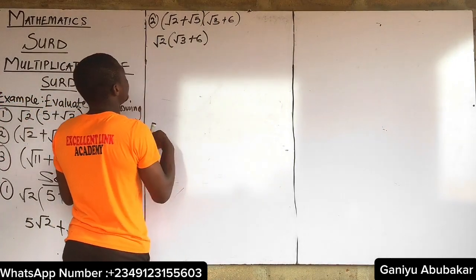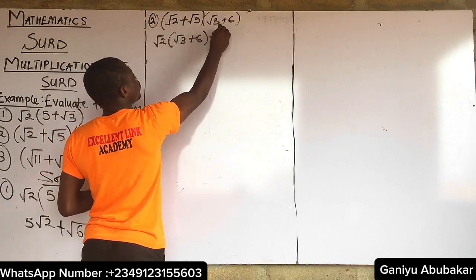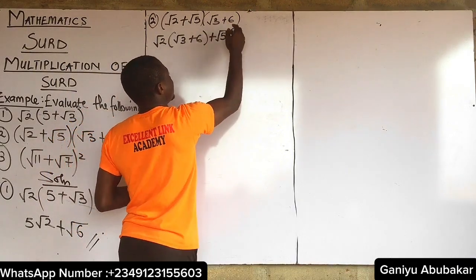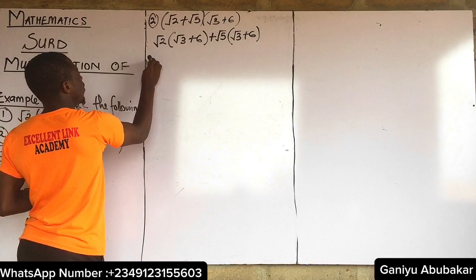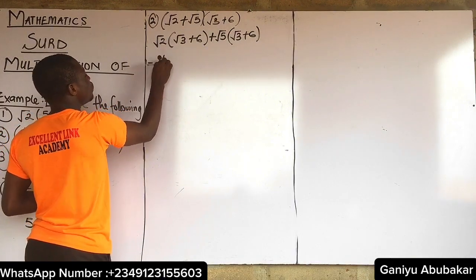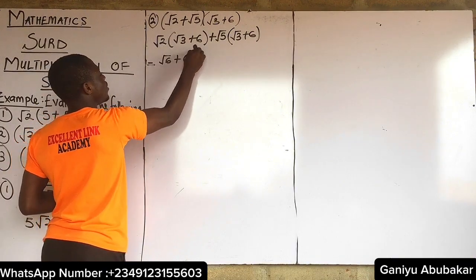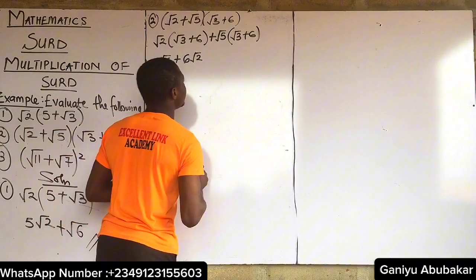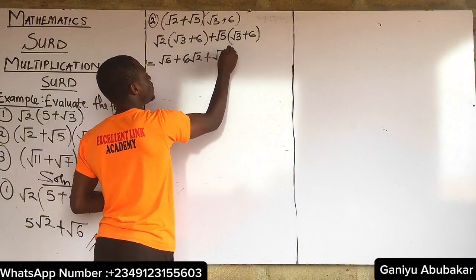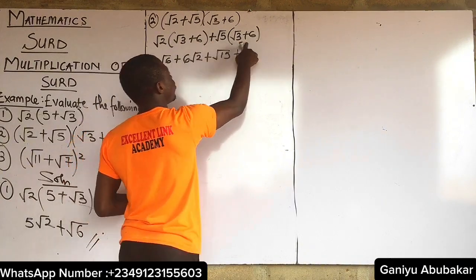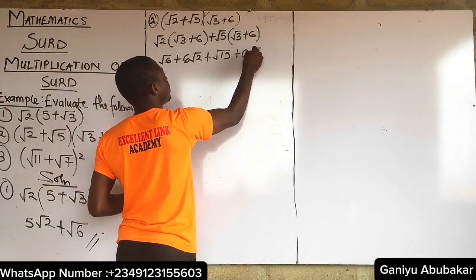My next task here now is to pick out the second term, plus root 5. I just pick out root 2. Next, to pick out root 5, plus root 5 into everything here again, root 3 plus 6. Let's multiply through. Root 2 times root 3 will give root 6, plus root 2 times 6 will give 6 root 2. All right, proceeding, plus root 5 times root 3 will give root 15, plus root 5 times 6 will give 6 root 5.